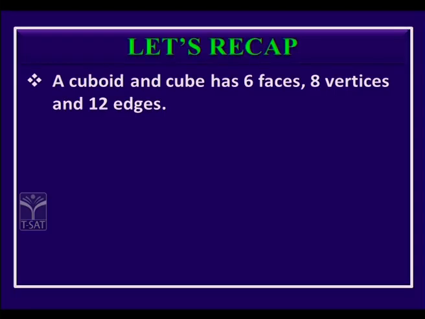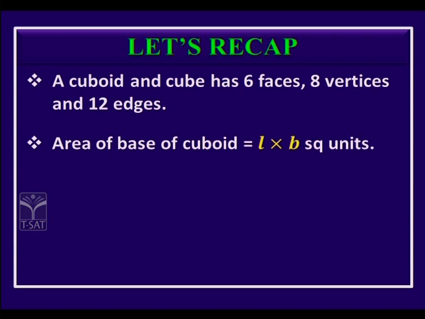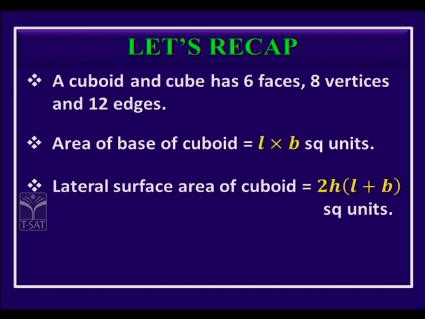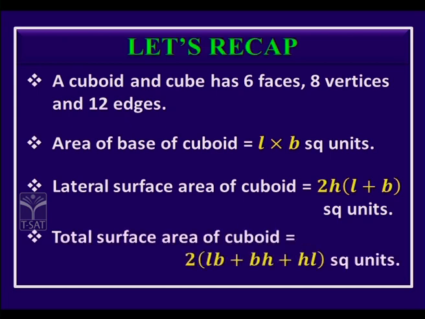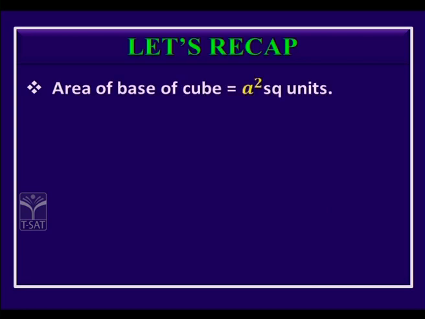So, children, before we end our session, let us quickly recap what we have learnt in this session. A cuboid and cube has 6 faces, 8 vertices and 12 edges. Area of base of cuboid is L into B square units. Lateral surface area of cuboid is given by 2h into (L plus B) square units, whereas the total surface area of cuboid is given by 2 into (LB plus BH plus HL) square units. And area of base of cube is given by a square units.